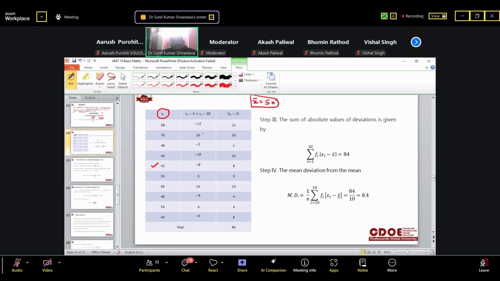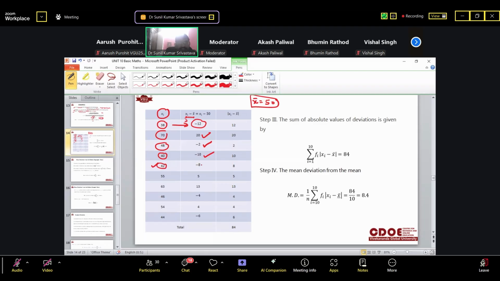So the next step is to find the deviation xi minus x bar. We have to take the deviation from the mean. We take the difference: 38 minus 50 is minus 12. 70 minus 50 is 20. 48 minus 50 is minus 2. 40 minus 50 is minus 10.